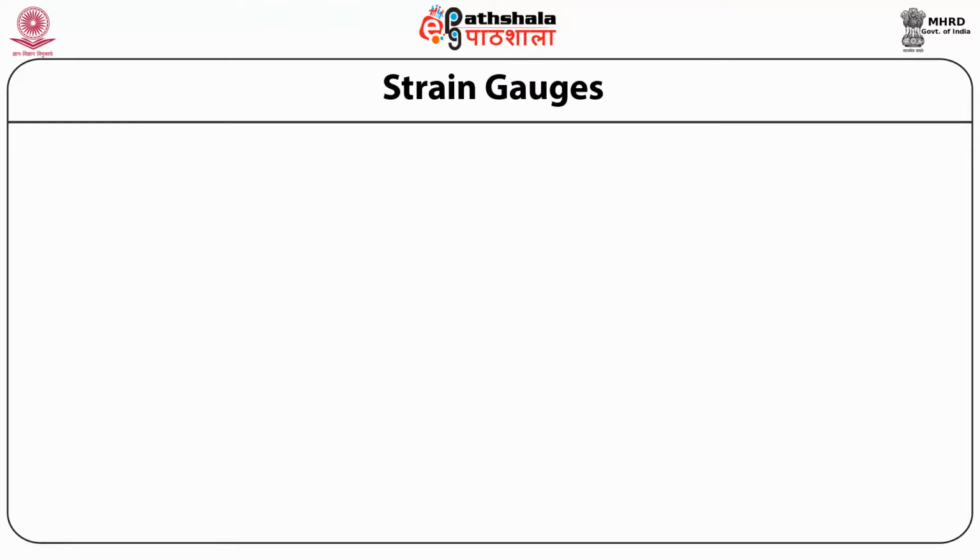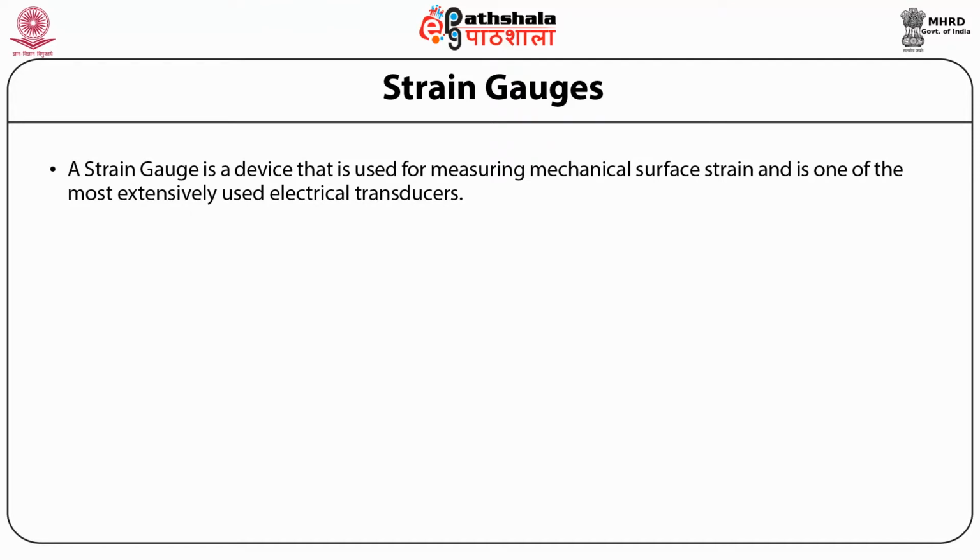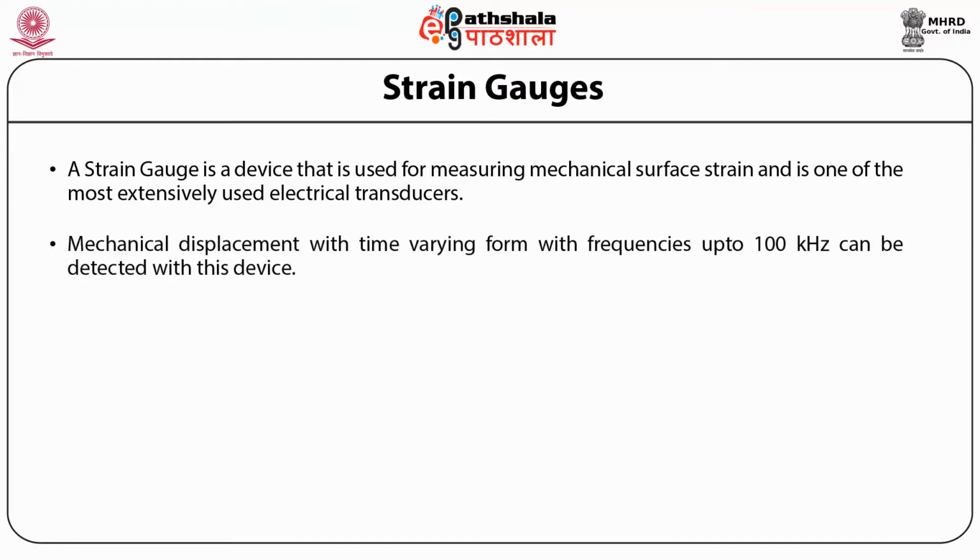Strain gauges. A strain gauge is a device that is used for measuring mechanical surface strain and is one of the most extensively used electrical transducers. It can detect and convert force or any small mechanical displacement into an electrical signal. Mechanical displacement in time-varying form with frequencies up to 100 kHz can be detected with this device.